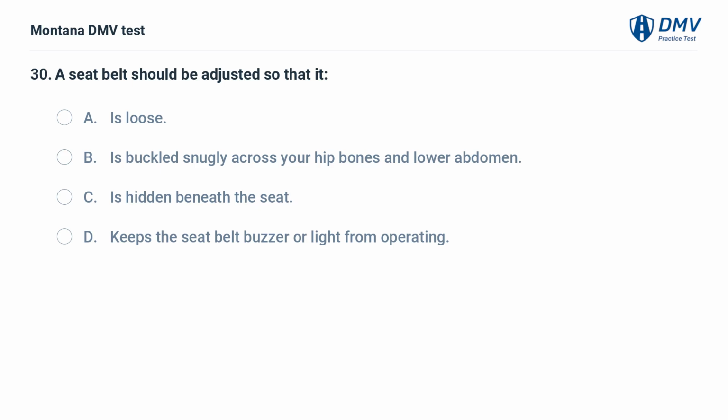A seat belt should be adjusted so that it A. Is loose. B. Is buckled snugly across your hip bones and lower abdomen. C. Is hidden beneath the seat. D. Keeps the seat belt buzzer or light from operating.